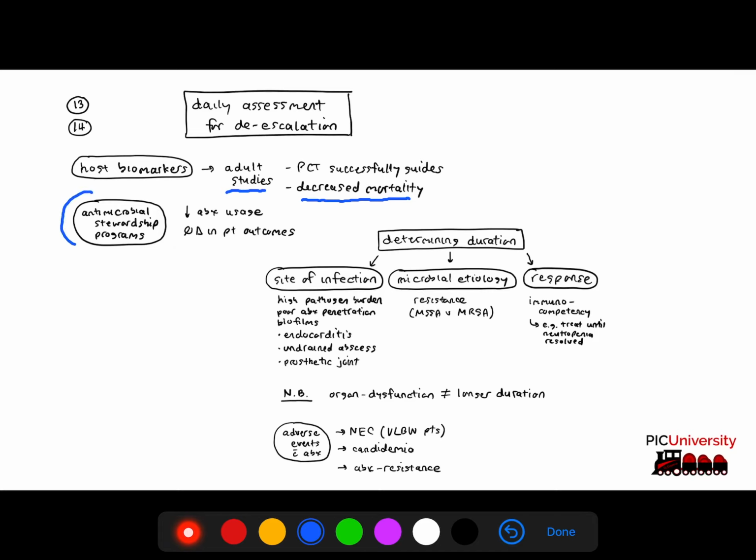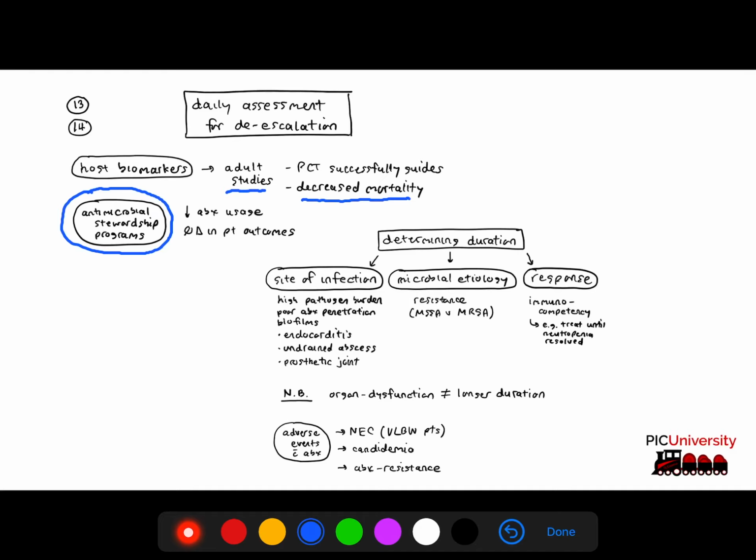There have also been proponents of antimicrobial stewardship programs who have been able to decrease antibiotic usage without any change in patient outcomes, so without worsening patient outcomes, I should say. In terms of de-escalation planning, determining the duration of an antibiotic course is the key right there.